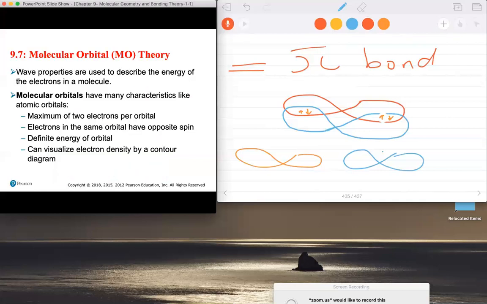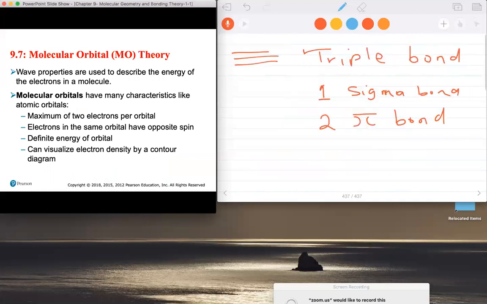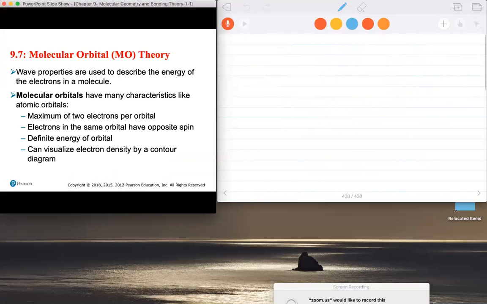Last, any question on section 9.6? You have to read again on multiple bonds. Let's move forward to section 9.7, molecular orbital theory. Remember valence bond theory about overlap.